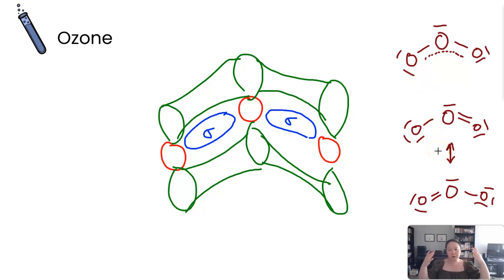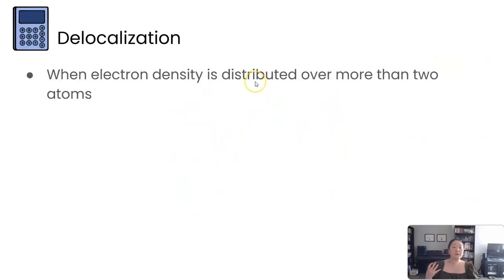So if you are spreading out that other electron pair, you're actually going to be decreasing the reactivity of the entire particle as a whole. Now, this phenomenon where you have an electron pair that's shared over more than two atoms is referred to as delocalization. So delocalization is when you have the electrons being distributed over more than two atoms.